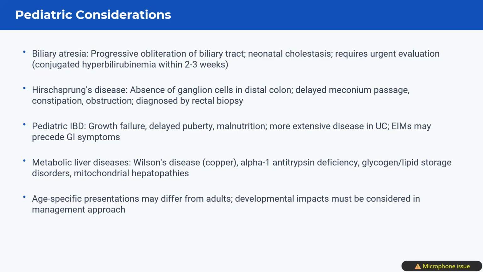So in pediatrics, the metabolic disease often presents as hepatomegaly and failure to thrive rather than jaundice alone. And developmental age-specific considerations have to be considered. Remember, these kids are not small adults. Drug metabolism is altered with age as well. Nutritional demands are higher in children, so they will have early derailments in their growth curves.